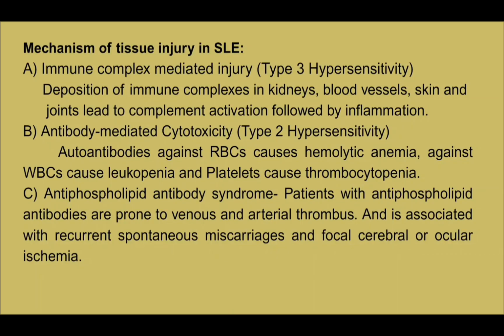So next is mechanism of tissue injury. Autoantibodies mediate tissue injury. The first one is immune complex mediated injury, or type 3 hypersensitivity. Deposition of immune complexes in kidneys, blood vessels, skin and joints leads to complement activation followed by inflammation. It is the most common cause of tissue injury and visceral lesions.